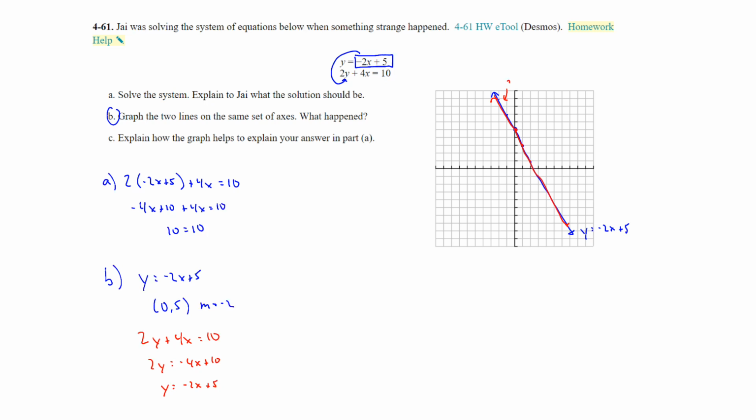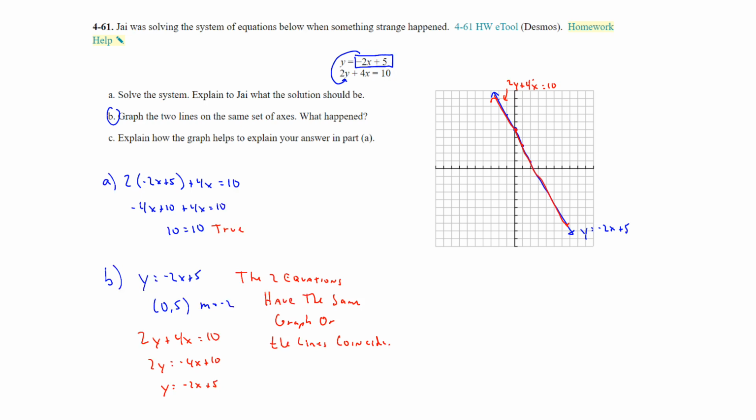And so this equation, 2y plus 4x is equal to 10. So what happened? Well, the two equations produce the same line. So the two equations have the same graph, or the lines coincide. That's what happened. So when we solved the system, we didn't really in part A get an answer, but we did notice that this was a true statement.